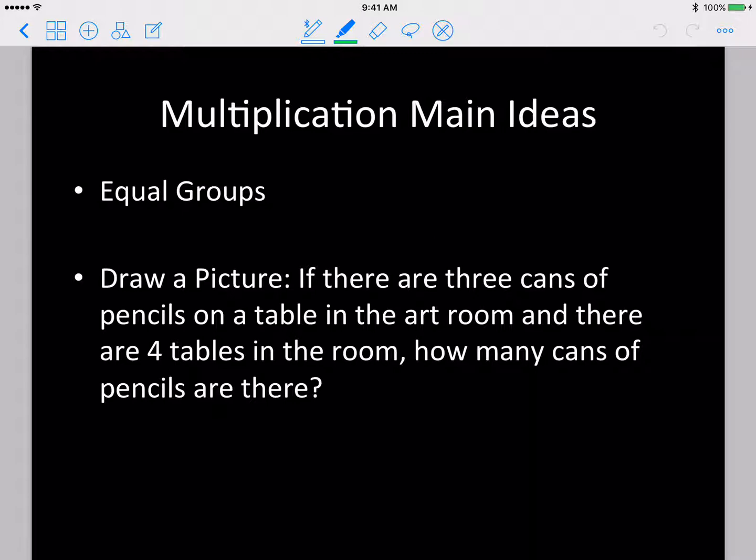So the main idea for multiplication is that we are working with equal groups. Anytime you're multiplying something, you have equal groups. You have a certain number of groups and a certain number of objects in each group. So those are what we are working with. We want those equal groups to find our product, which is the total number of objects that we are counting. So multiplication is really just an easier way of us counting.